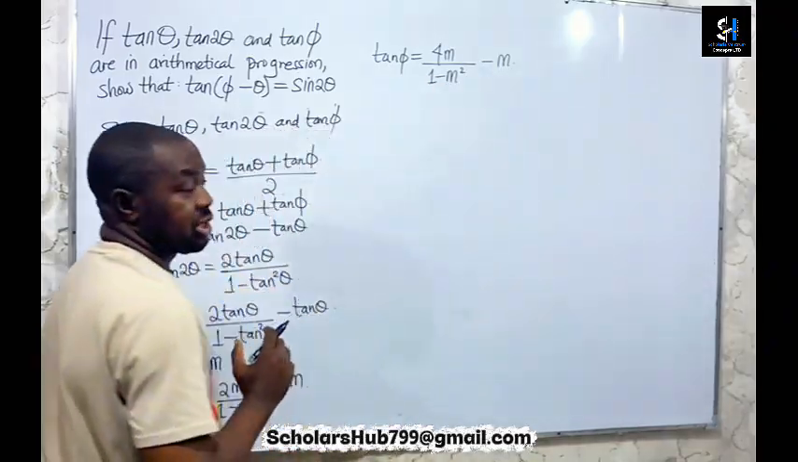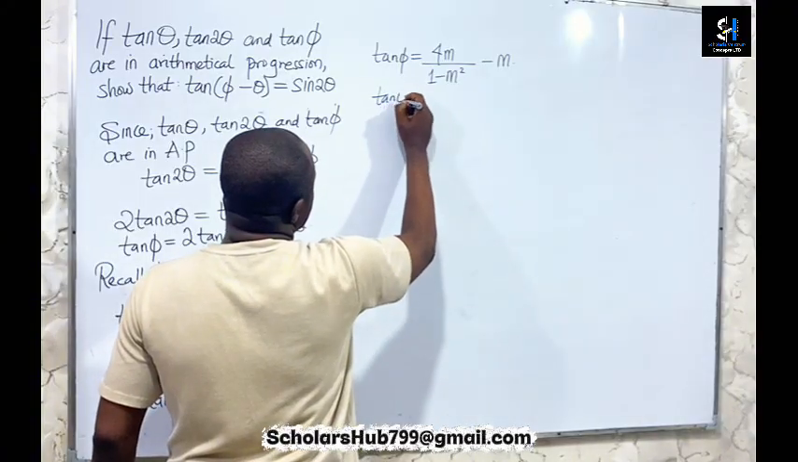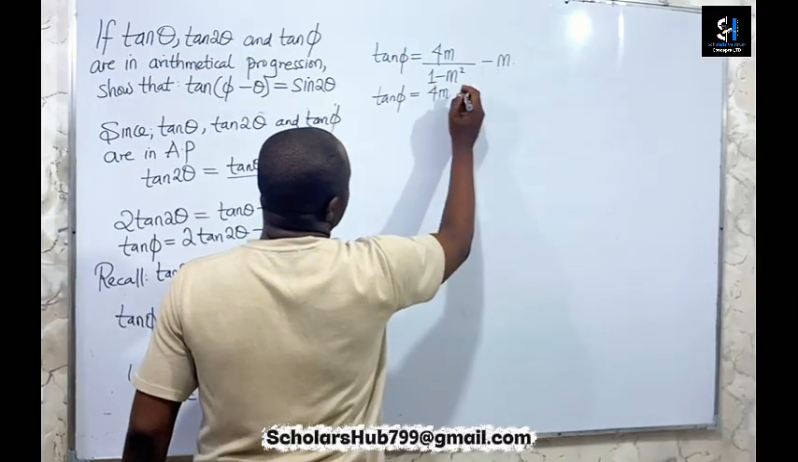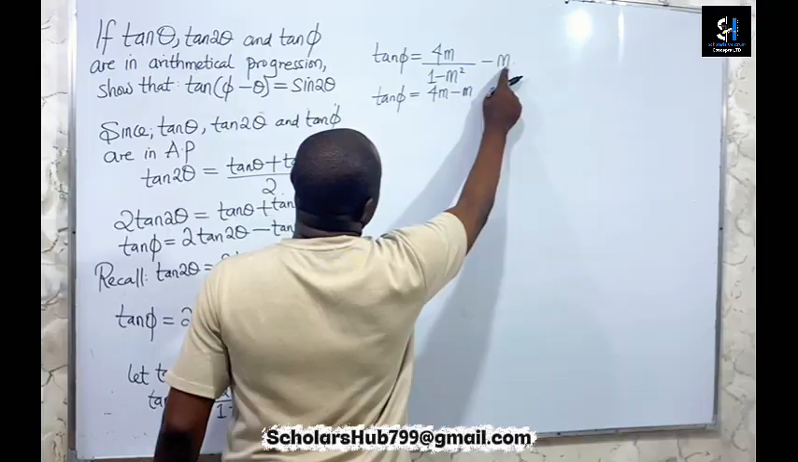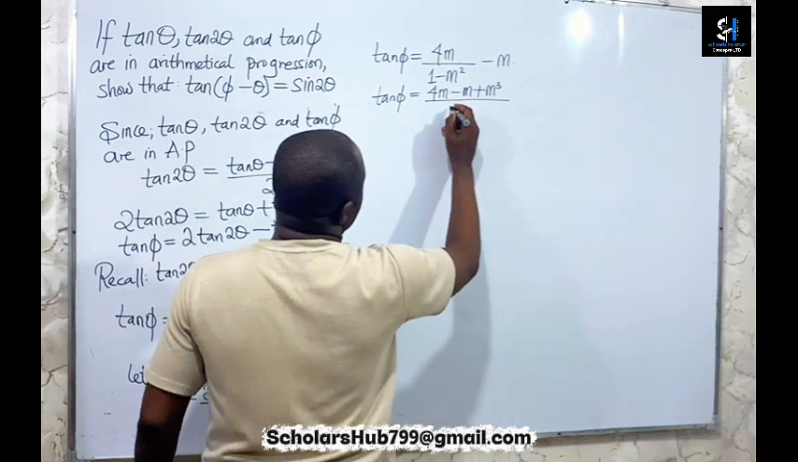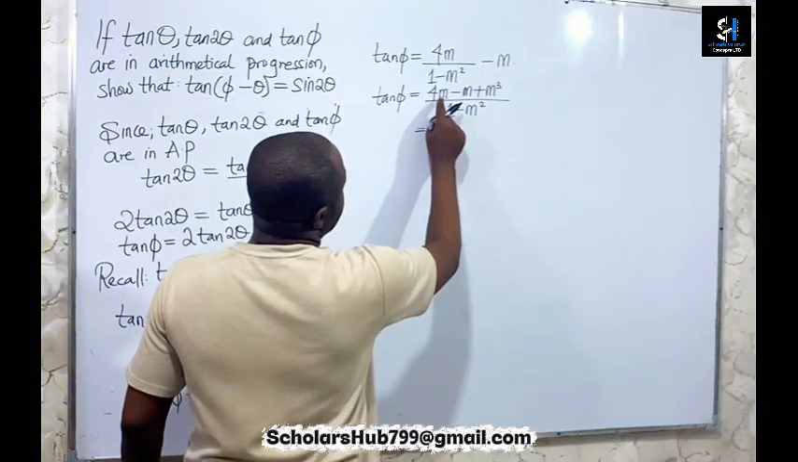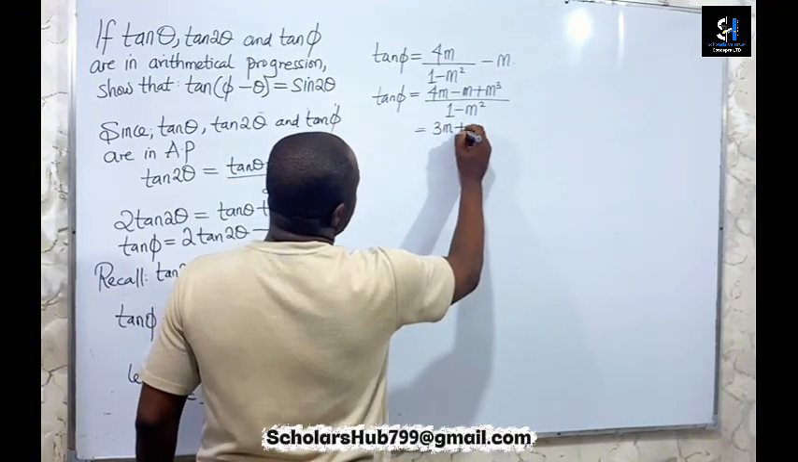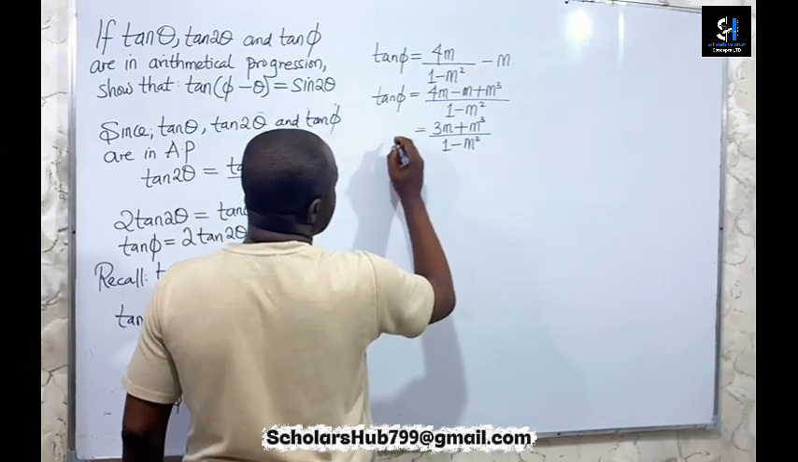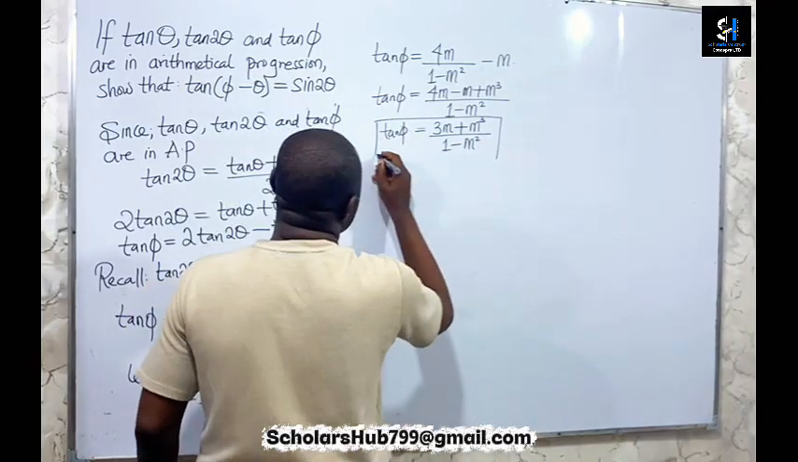So I can write this as a single fraction, that is, simplify this side of the equation. This will be 4m minus m times 1, which is minus m, and minus m multiplied by minus m squared, which is plus m cubed, over 1 minus m squared. So 4m minus m is 3m, then plus m cubed, over 1 minus m squared. This is the expression for tan phi.